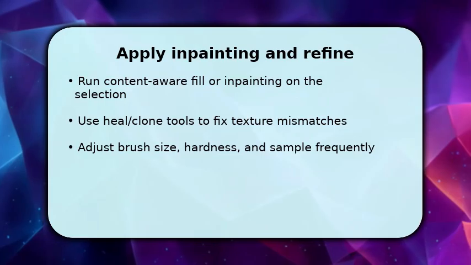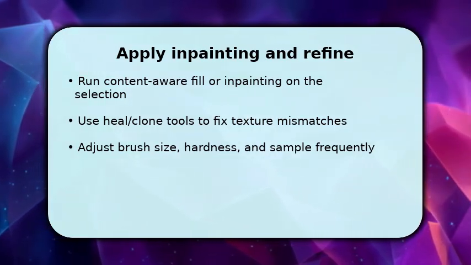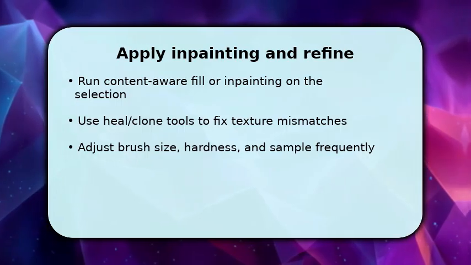This ensures clean sampling. Make a quick selection around the text using a lasso or rectangular tool, leaving a small margin. You do this now to make the automated fill use correct surrounding pixels and avoid repeated correction later. With the selection active, run the content-aware fill or in-painting command. The algorithm replaces the text using sampled nearby pixels.